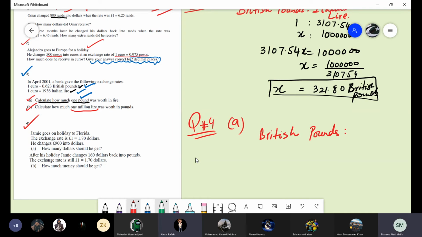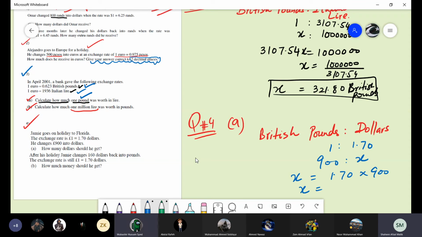British pounds and then dollars. So, what is the rate of exchange? 1 ratio 1.70. Then, what does he want to exchange? 900 pounds ratio x. So, find out how many dollars he should get. 1.70 multiplied by 900. So what will be the answer? $1,530. Then what will be the second part?